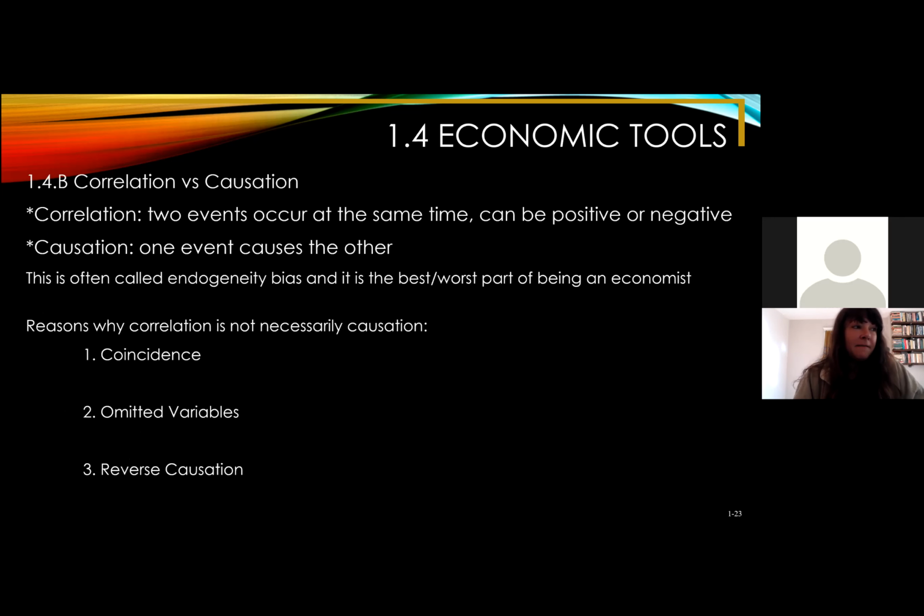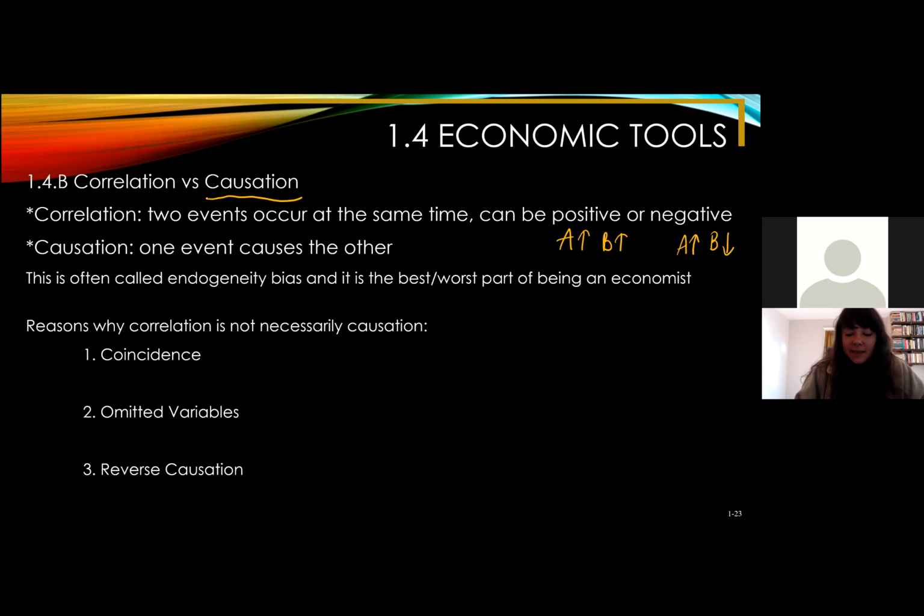This is my favorite tool of economists. I mentioned it on the first day of class. This is what I think about when I think about economics: causation, or causality. Correlation is when two events occur at the same time, but are not necessarily causing each other. So this could be positive, meaning when A goes up, B goes up. When the temperature goes up, people sweat more. Or it could be negative. When the temperature goes up, people wear fewer sweaters. So negative correlation would be between temperature and sweaters. Positive correlation would be between temperature and sweat.